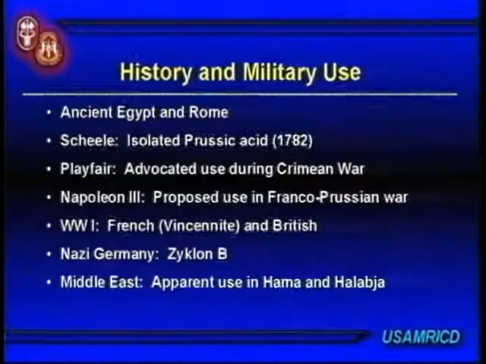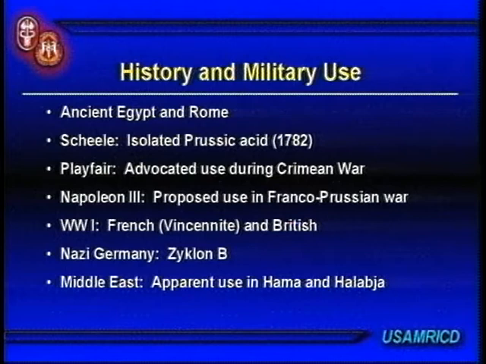But it wasn't really until 1782 when von Scheele actually isolated cyanide as a distinct compound. He purified it, noted it, and didn't realize that it was poisonous until 4 years later when he accidentally dropped a flask of the stuff and became the first known fatality from purified cyanide.